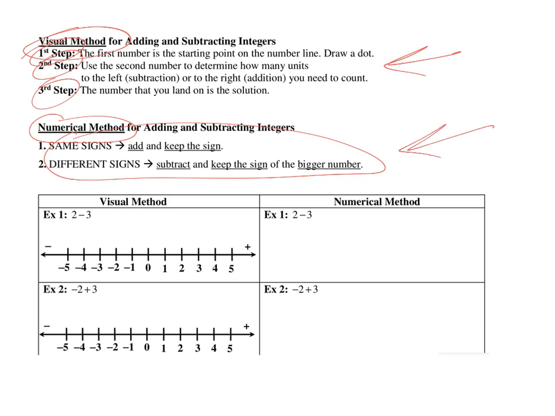So for example 1, the visual method. You start off with the first number on the number line, and then I'm subtracting 3. So if I'm subtracting, I'm going to the left on the number line. So you just hop here. Hop the gaps. 1, 2, 3. So I end up at -1, and that's my answer. Well, let's use the numerical method on the right side here.